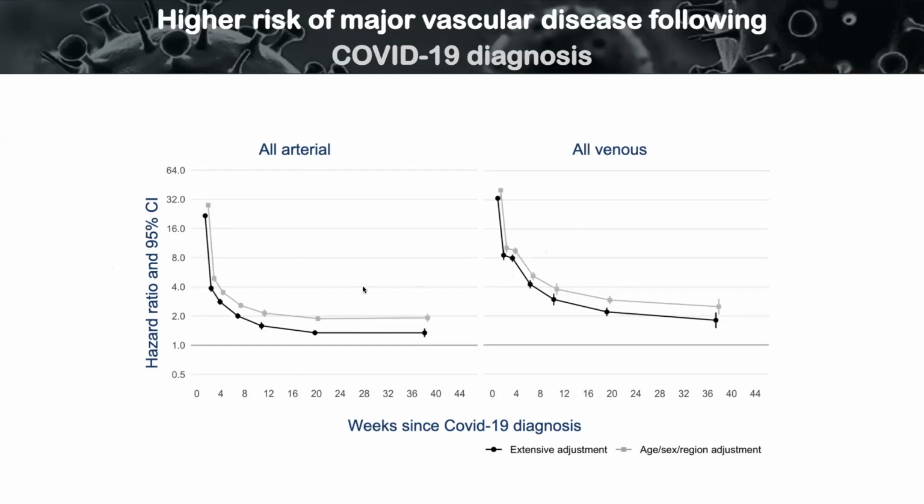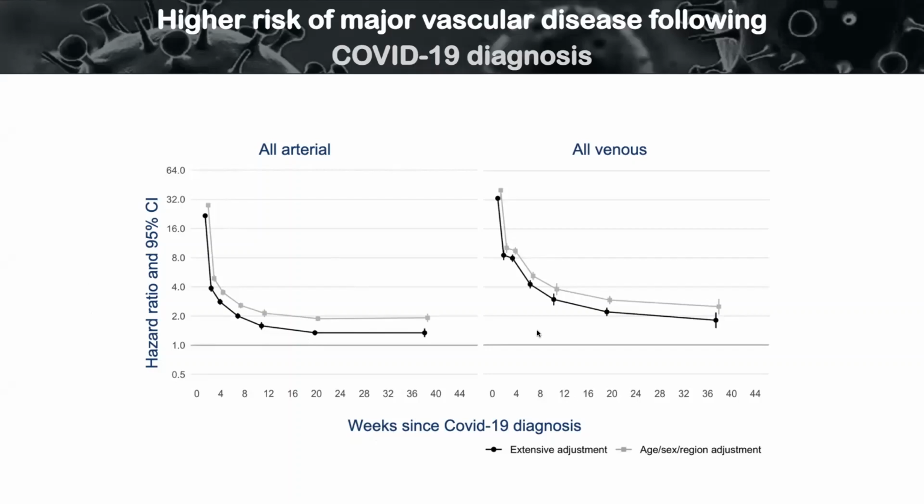So here you see a higher relative risk of vascular events following COVID-19 diagnosis. For arterial events, it's about 4 times higher in the first 1 to 2 weeks after a COVID-19 diagnosis, which quickly drops to 2 around week 4, and then stays there until the end of the follow-up. You see that maximal adjustment, which is the darker line, attenuates the HRs, but it does not kill off this long-term high risk at all.